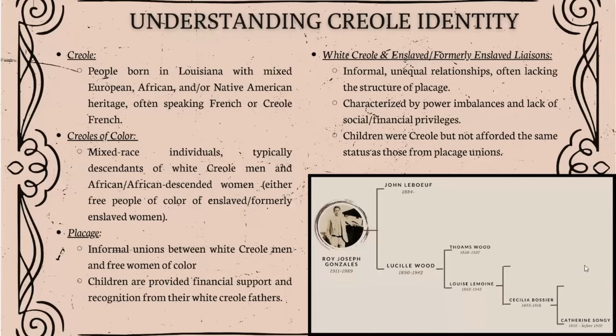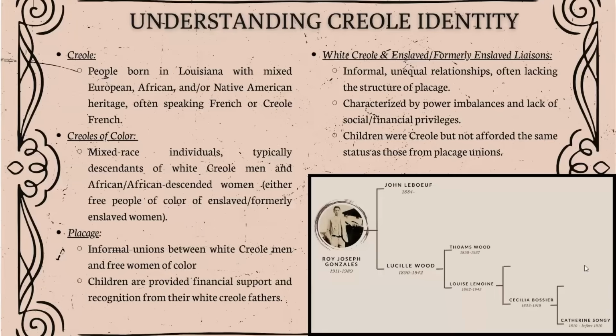First being placage. So the placage system, this is like an informal union between those white Creole men and free women of color. Those children were provided for financially. They oftentimes were recognized by their white Creole fathers. They were included in wills. They were educated. That is not this family.